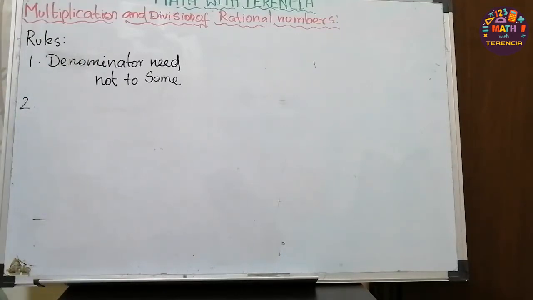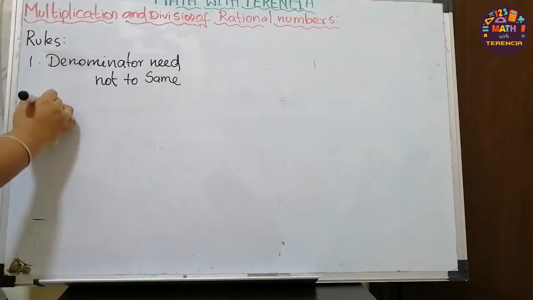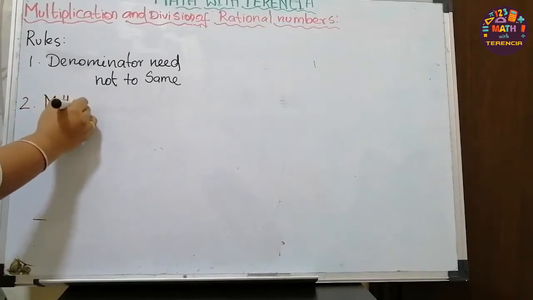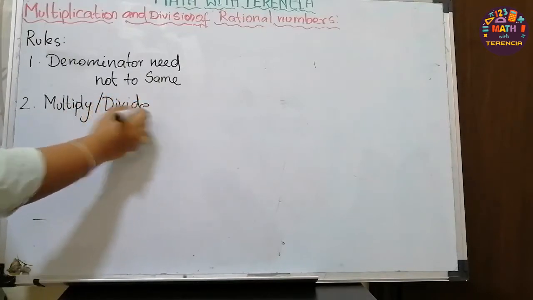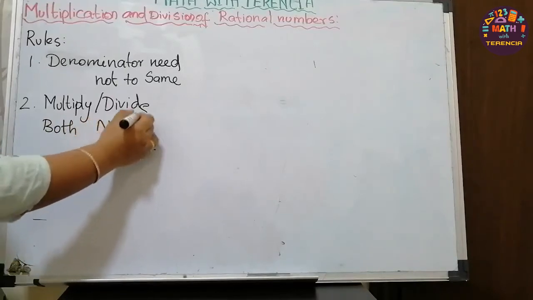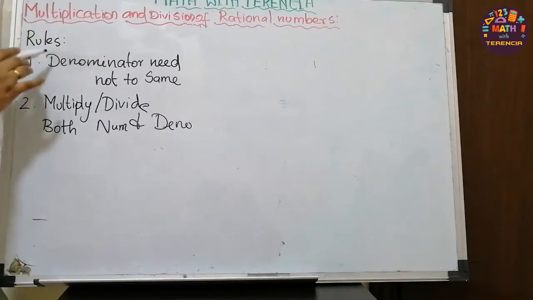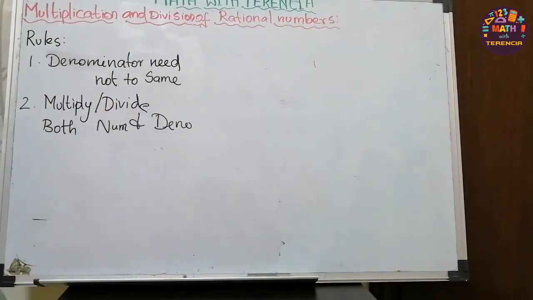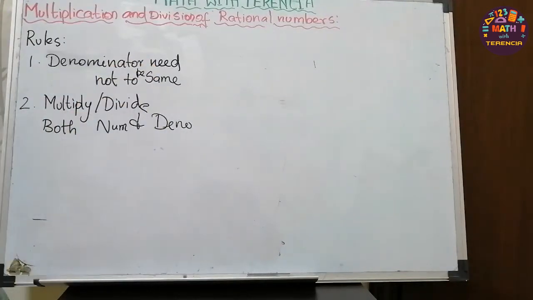And number 2, in addition and subtraction, we will add or subtract only the numerator, but in multiplication, we will multiply or divide both numerator and denominator. These are the two rules. The denominator need not be the same, and we should multiply or divide both the numerator and the denominator.